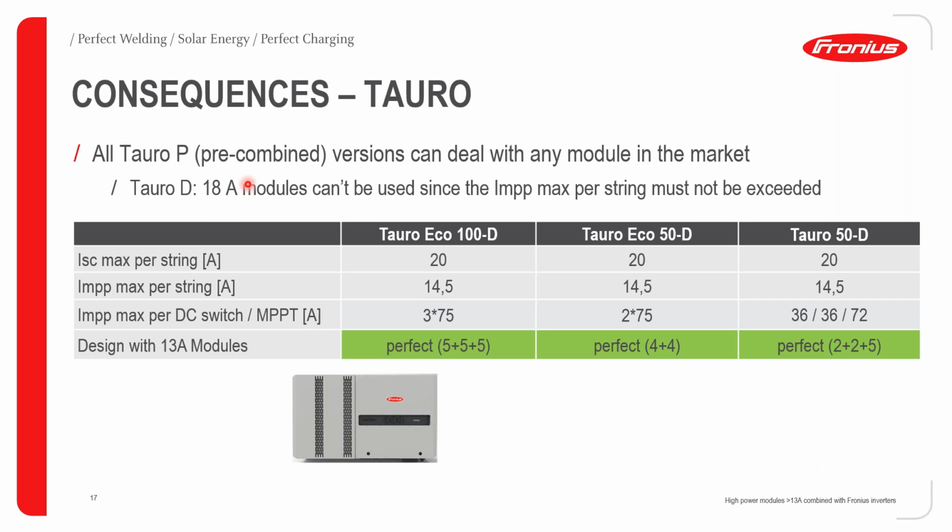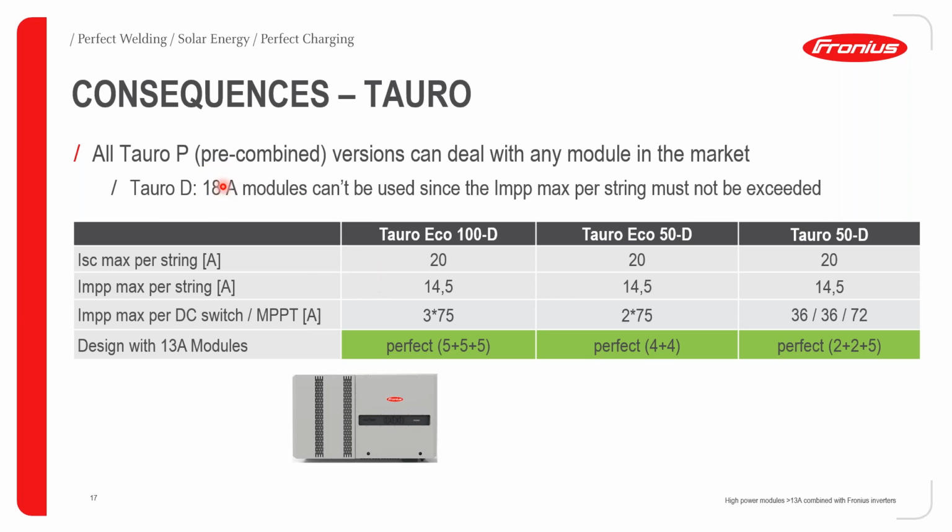And then when it comes to the Tauro Direct or the Tauro D, here we have a bit of limitations when it comes to the 18 amp modules, because in no case should the IMP max per string be exceeded. But you see here that because the maximum current per string of the Tauro D is just about 14.5 amps across all the Tauro inverters, then the connection of these 18 amp modules will not be allowed, or is not going to be possible.